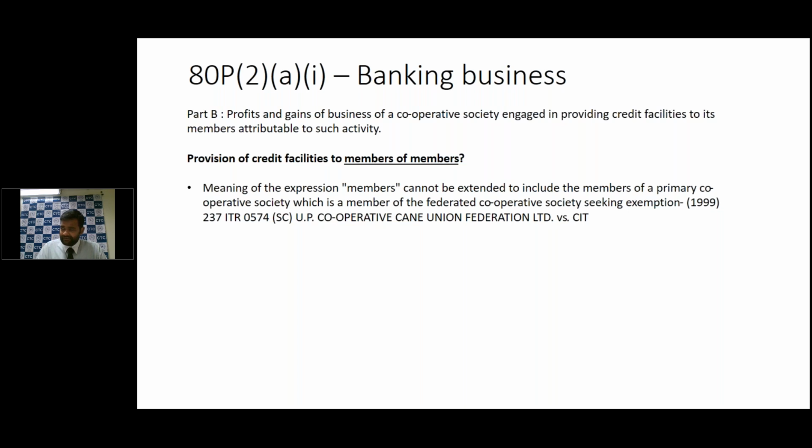This again, if we see from another angle, here the court has definitely denounced the concept of liberal interpretation. Whereas in a later part of the talk, we will see cases where the courts have allowed deduction in cases where facilities or income was derived from rendering services to members of member societies. With this part, I think I have completed section 80(p)(2)(a)(i) dealing with the banking business and societies engaged in providing credit facilities to its members.